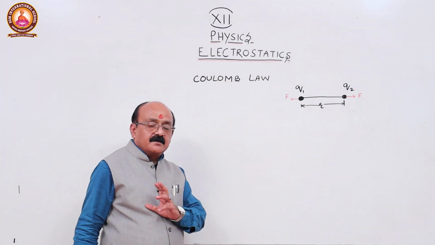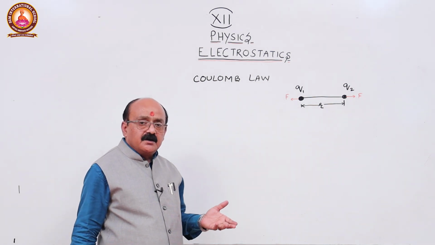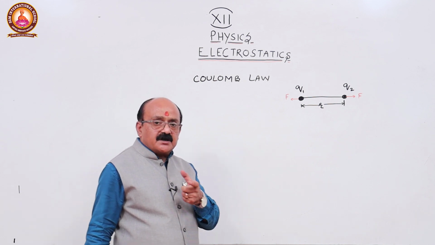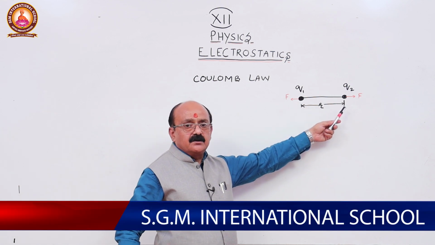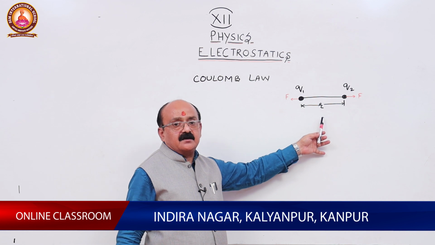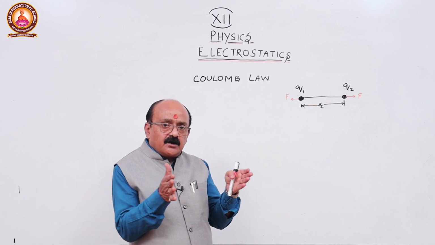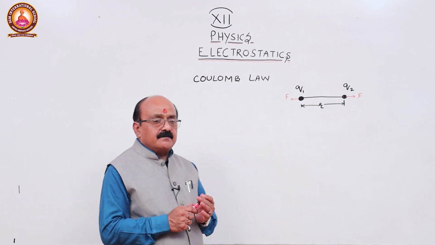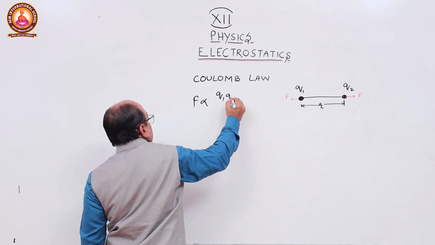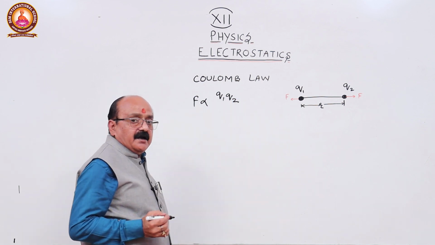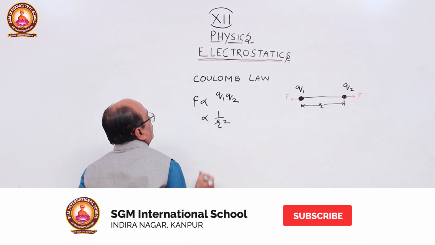Hello friends, our next topic is Coulomb's law. Coulomb's law is of a system of two charges. As we see here, there are two charges Q1 and Q2 placed at a distance r apart from each other. The force of attraction or repulsion between them is directly proportional to the product of charges and inversely proportional to the square of the distance between them.